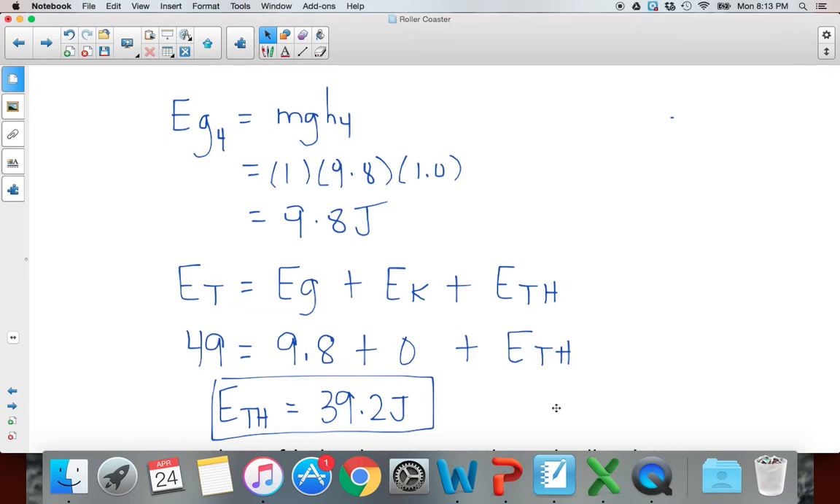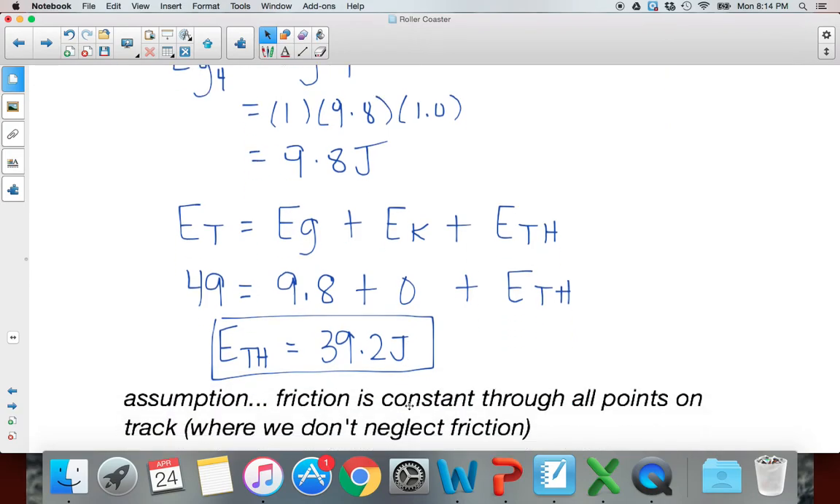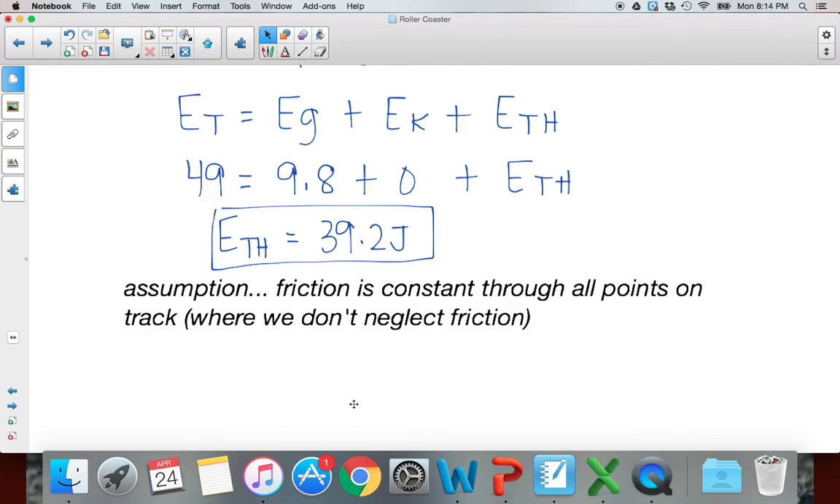And if you think about it, it makes sense. Most of the energy, there's a little bit of gravitational at the end, that little roll up the hill at the end. There's a little bit of gravity, but mostly it's all lost to friction by that point. That's why it stops, right? So of our 49 that went in, 39.2 have become friction, or thermal energy. And then from that, using that assumption, we can solve for the frictional force. So again, we're saying where we don't neglect friction, we're going to say it's the same frictional force the whole time.